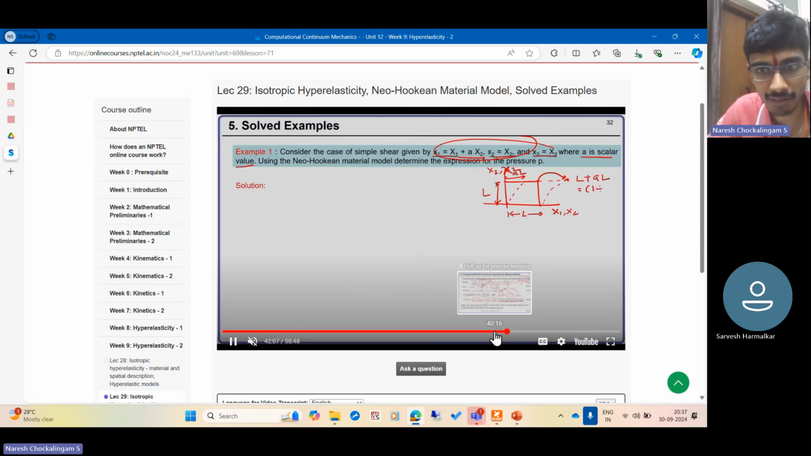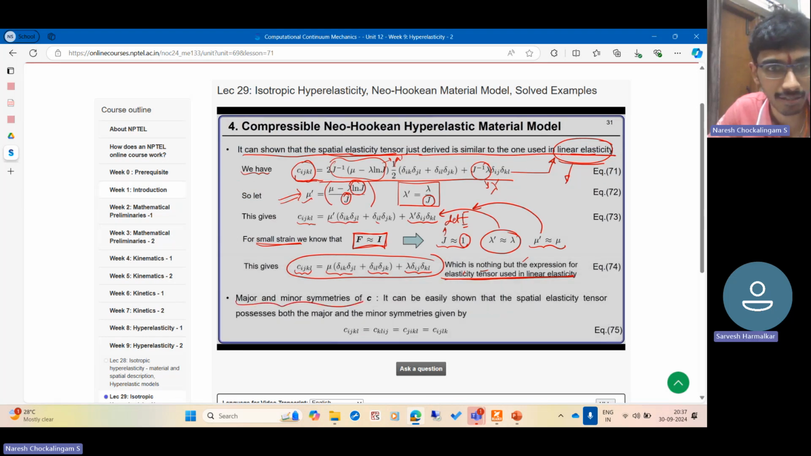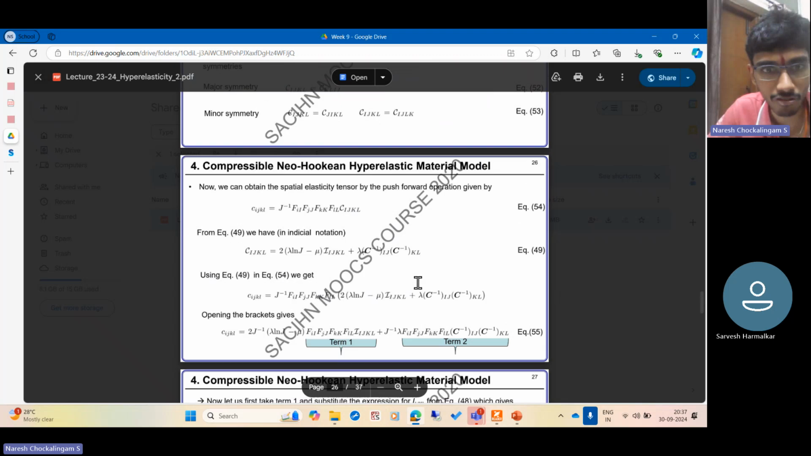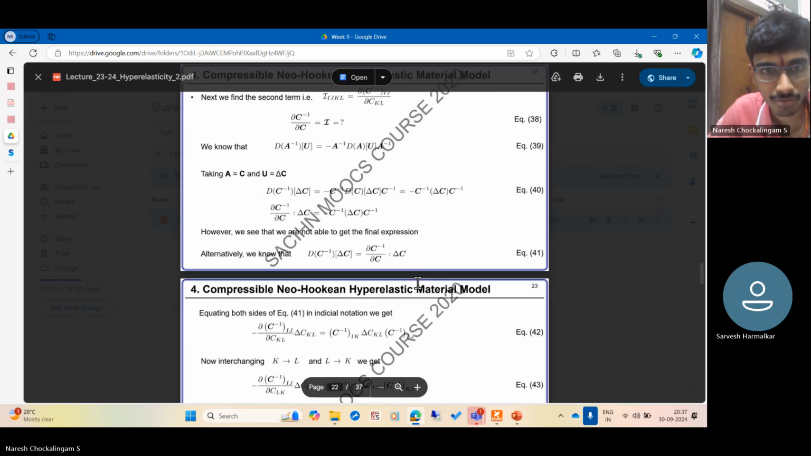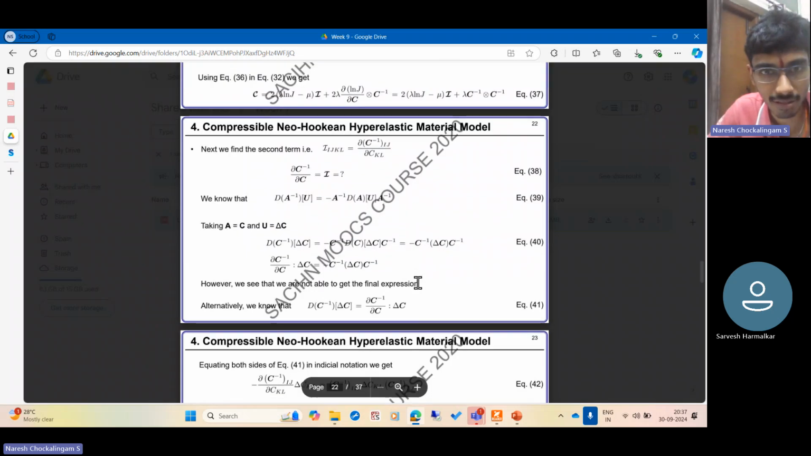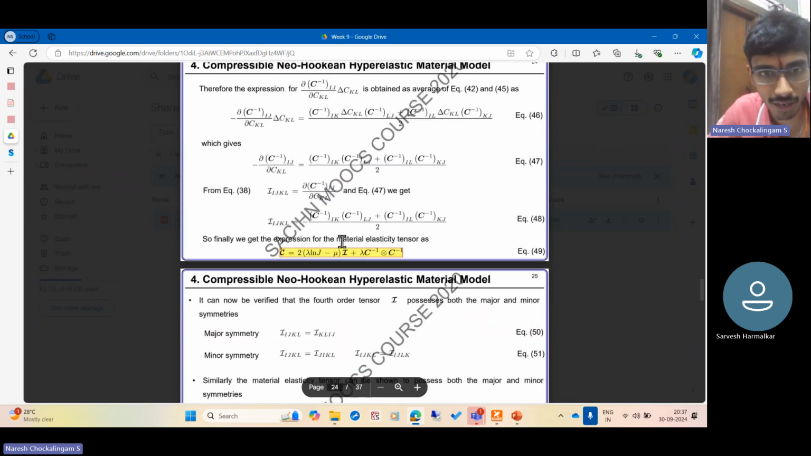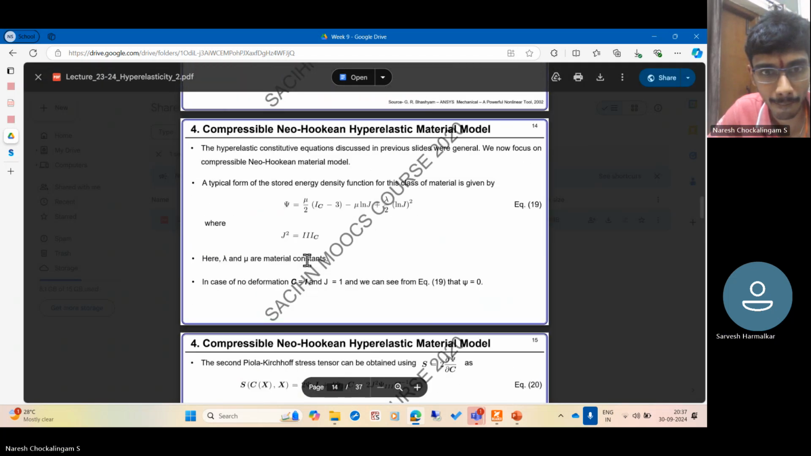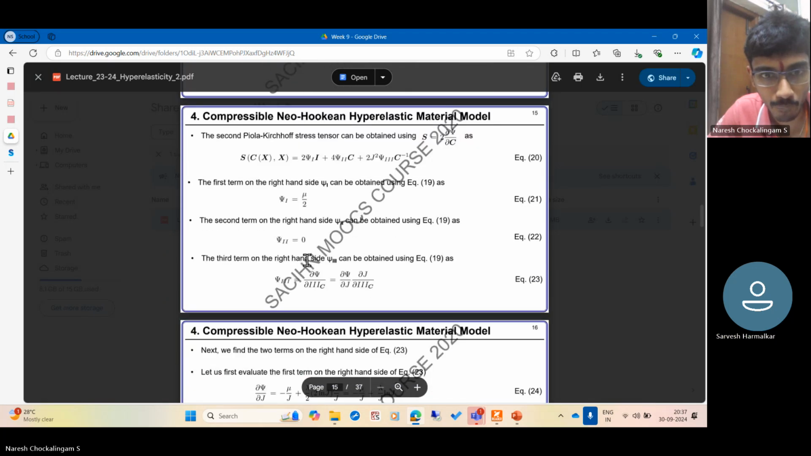Then we have to see the derivation where he derived it. So it should be somewhere before this. Yes, compressible Neo-Hookean hyperelastic, okay, this is the one. So this is the spatial description. So it is 2 times. Sigma is above, I think, not here. Yeah, below it was.